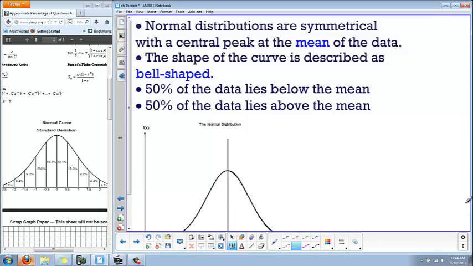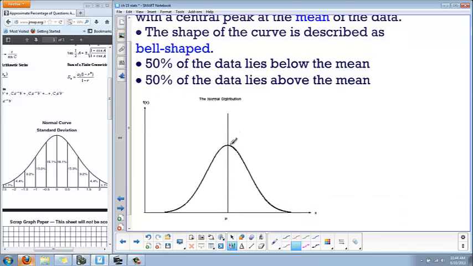Normal distributions are symmetrical with the central peak at the mean of the data. And this right here, right down the middle, is the mean. They label it with a Greek letter, but we use the X bar to signify mean. So always right there, smack dab in the middle, is the average that you find. If you have a question where the data is normally distributed, you're going to draw a normal curve, and when you figure out the mean of the data, the average is right smack dab in the middle, okay?